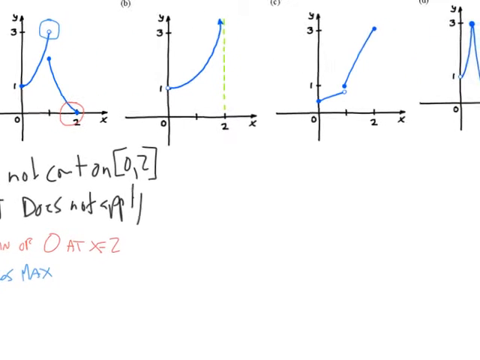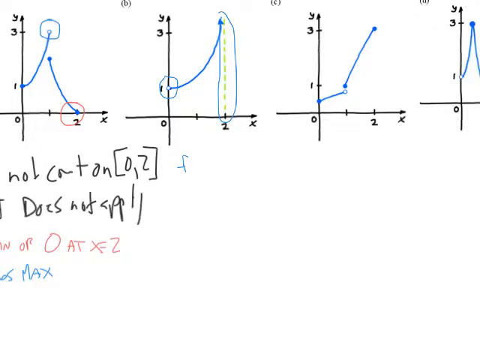Going on to the second graph, we see that it has a discontinuity at 1 and at 2, so it's no longer continuous on the closed interval. So we could write that as f does not include the endpoints of the interval 0 to 2. Or we could say f is not continuous on the entire interval 0 to 2. So the EVT does not apply.